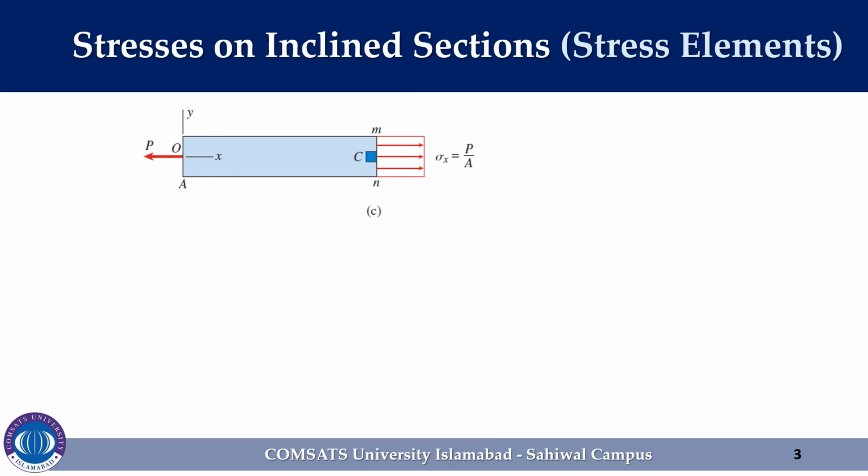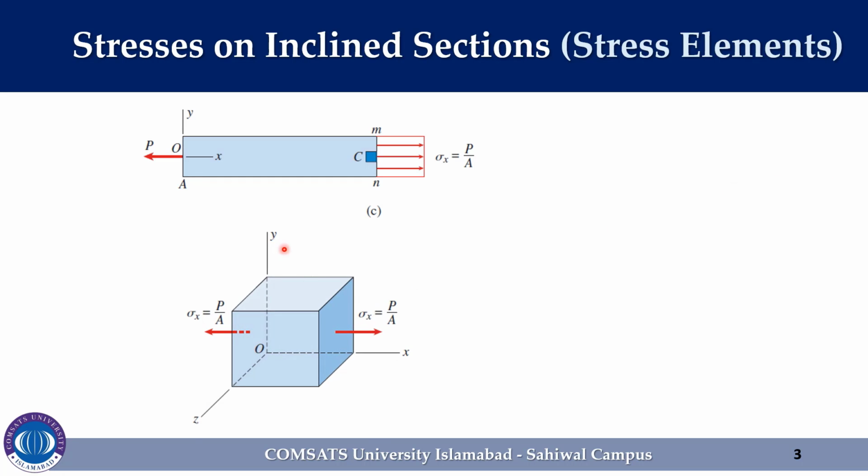Stress elements. The most useful way of representing the stresses in the bar is to isolate a small element of material, such as the element highlighted here in the figure, and then show the stress acting on all faces of this element. An element of this kind is called a stress element. The stress element at point C is a small rectangular block with its right hand face lying on cross section MN. The dimensions of a stress element are assumed to be very small, but for clarity we'll draw the element to a large scale.